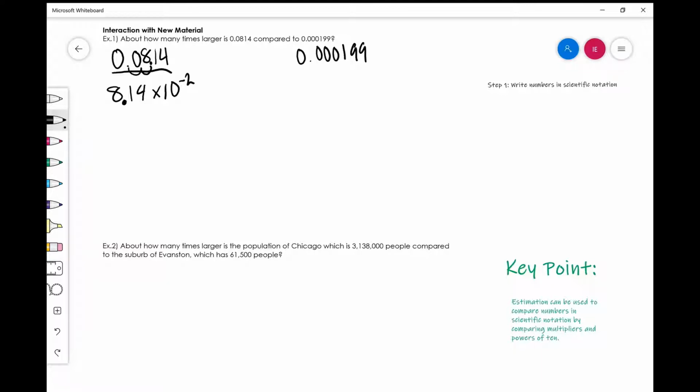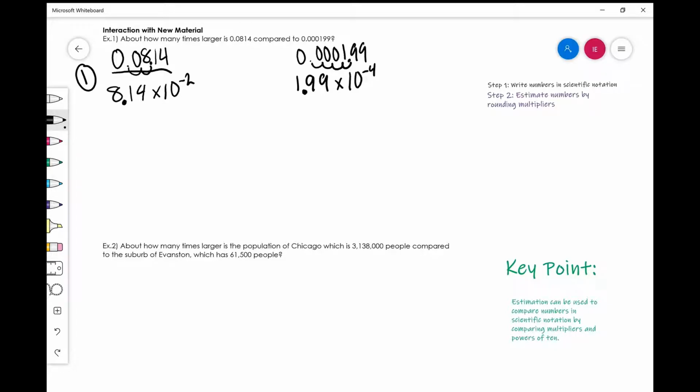Again, looking at our second number, I have the digits 1, 9, and 9. So to have a multiplier between 1 and 10, I should put my decimal place between the 1 and the first 9. If I know that's where I'm going to be placing my decimal point, I need to move it how many spaces? I know I need to move it 4 spaces over, so I have 10 to the negative 4 as my power of 10. Now that I have my numbers in scientific notation, what should my next step be?